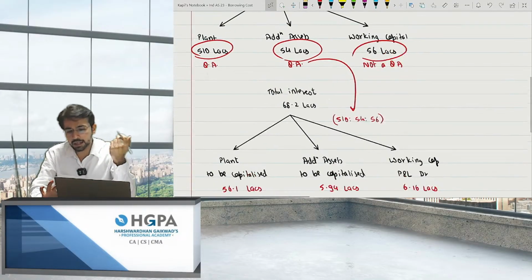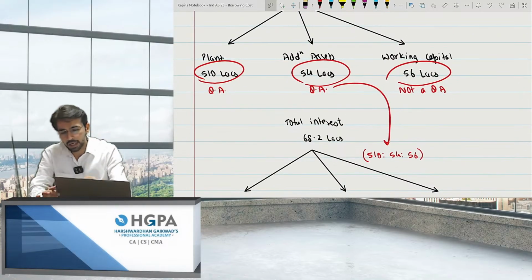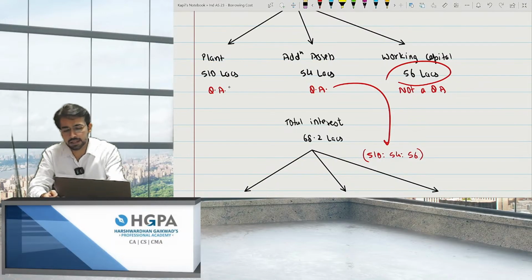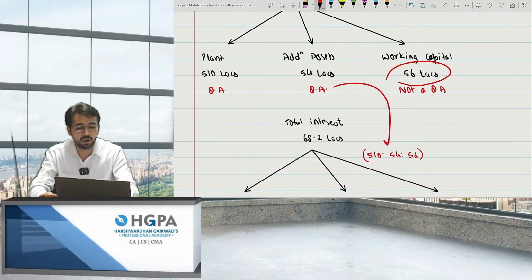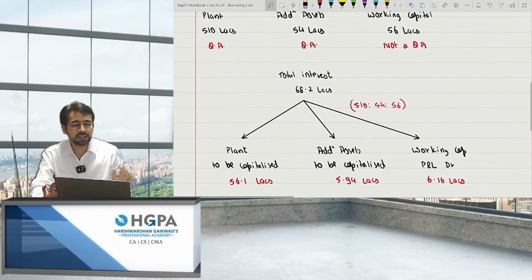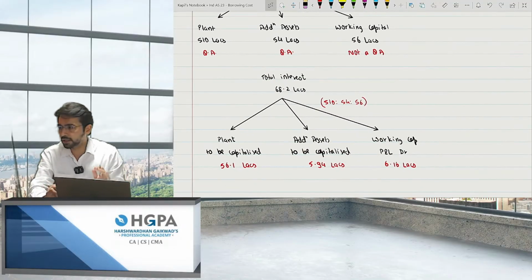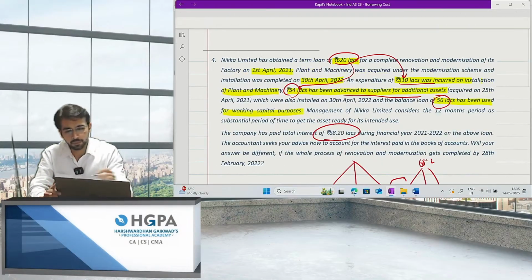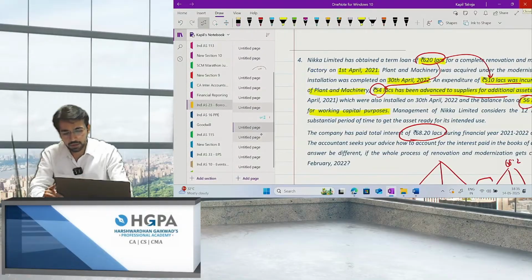Now, again, I have taken an assumption over there. Even if you take that both are not qualifying assets, since they are already ready for their intended use, at that time this answer will also hold good. But since nothing was given, I assumed it as a qualifying asset. You can give the assumption note clearly. Okay, next, moving ahead. Next point.